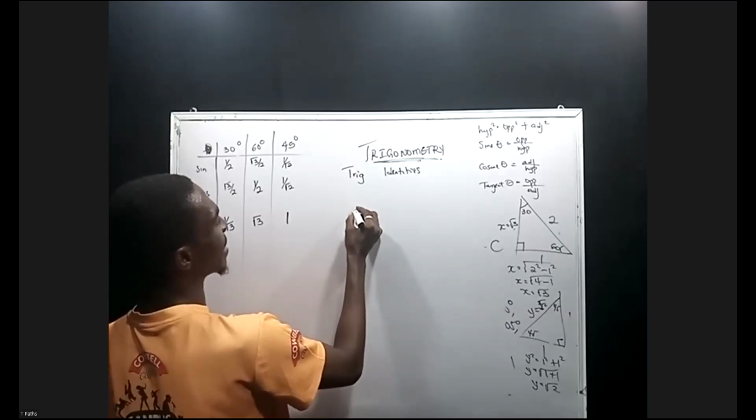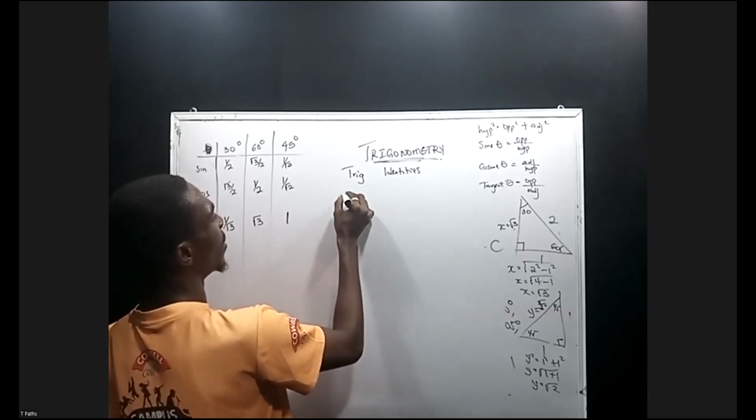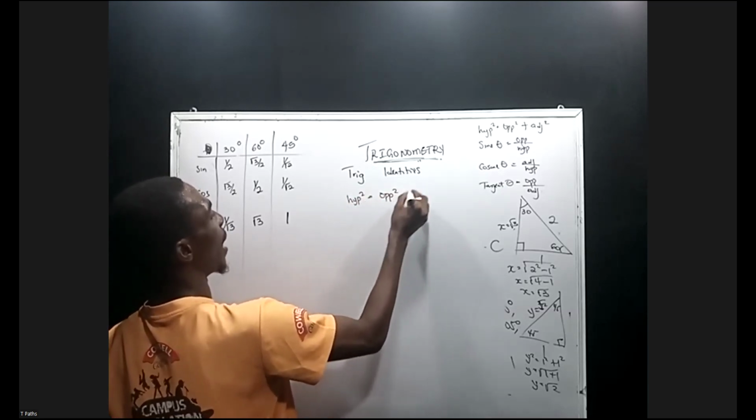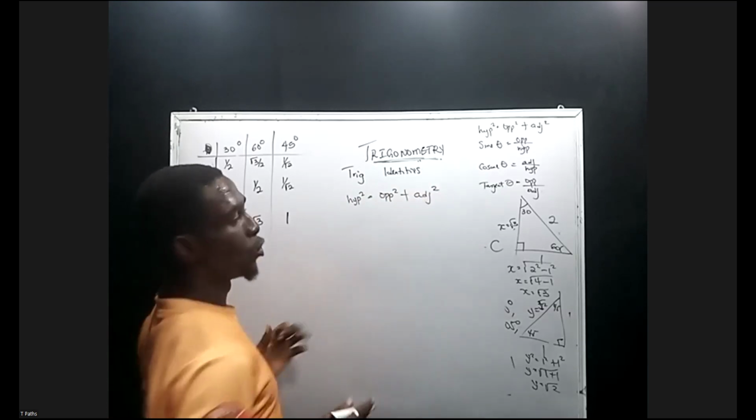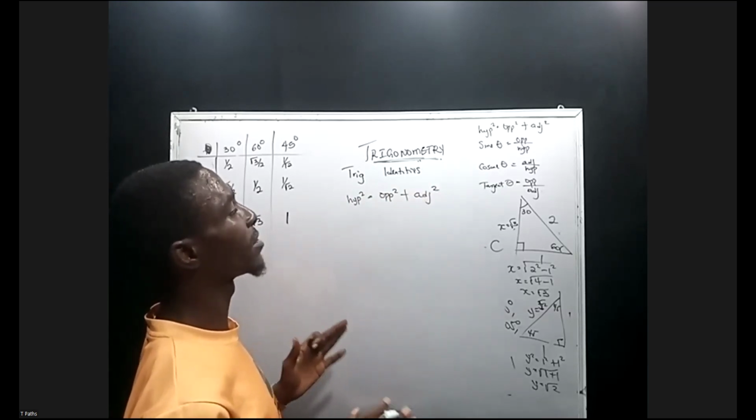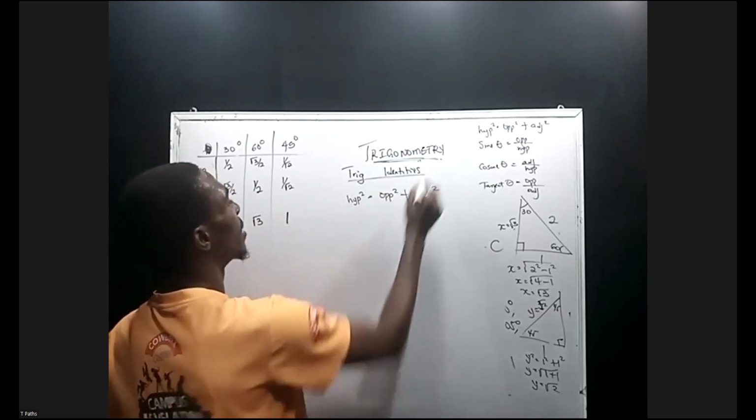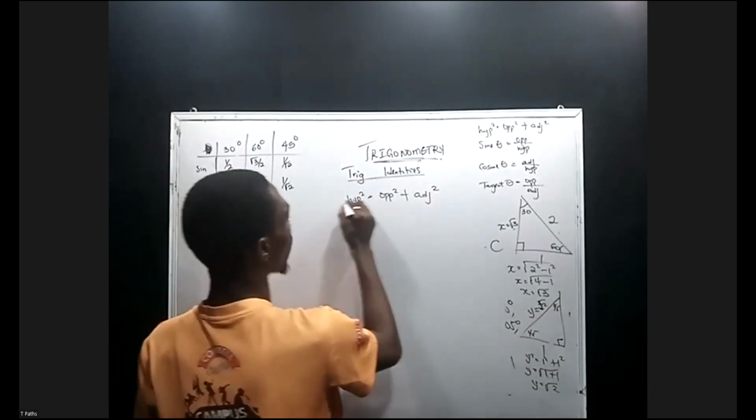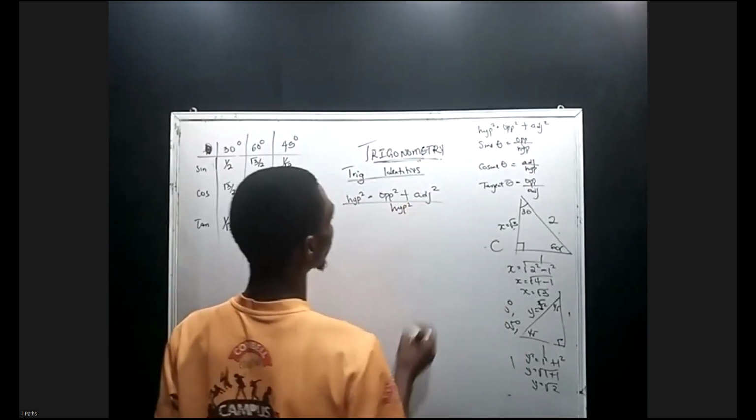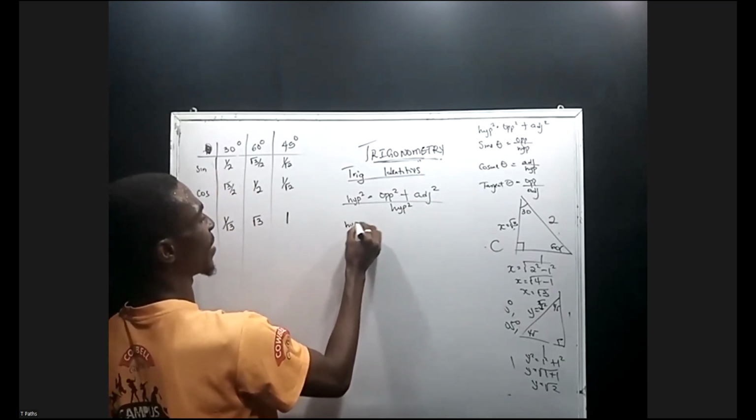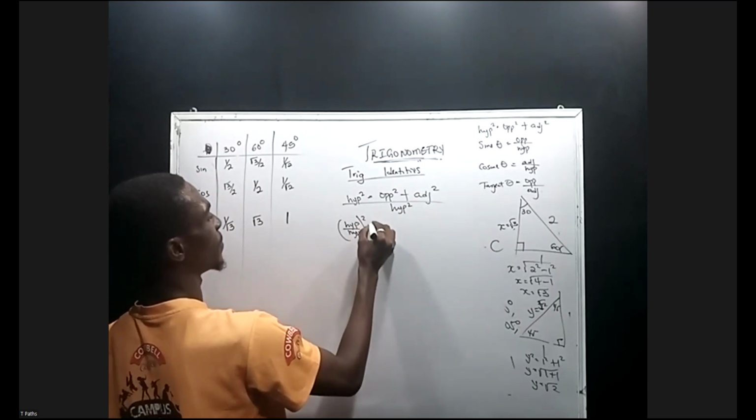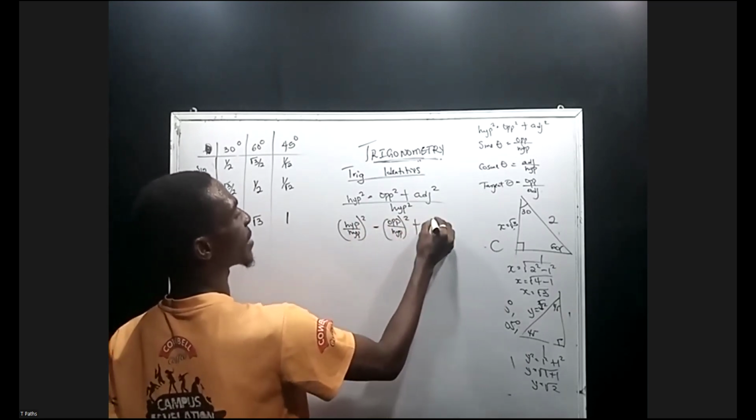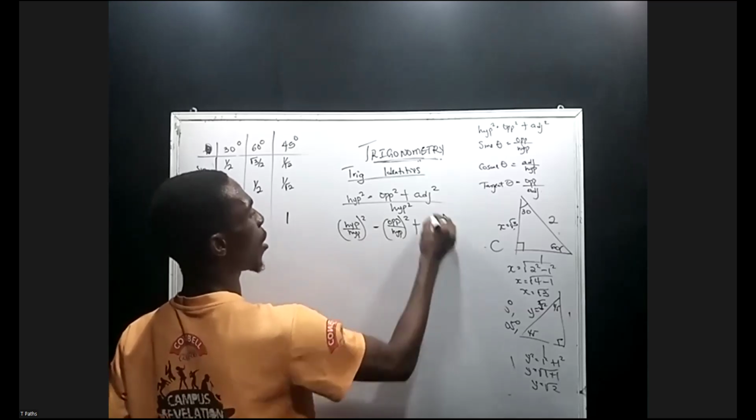The first one comes from Pythagoras theorem. Recall, Pythagoras theorem says hypotenuse squared equals opposite squared plus adjacent squared. You are aware of this. Now, we want to derive the three identities. For the first trig identity, divide all through by hypotenuse squared. So that means hypotenuse over hypotenuse all squared equals opposite over hypotenuse all squared plus adjacent over hypotenuse all squared.